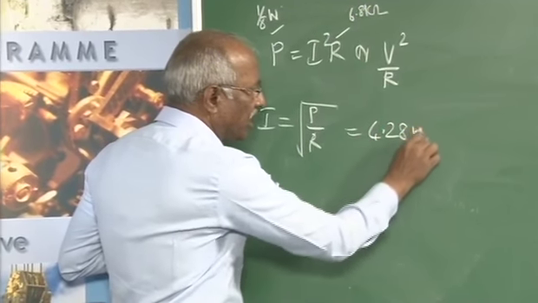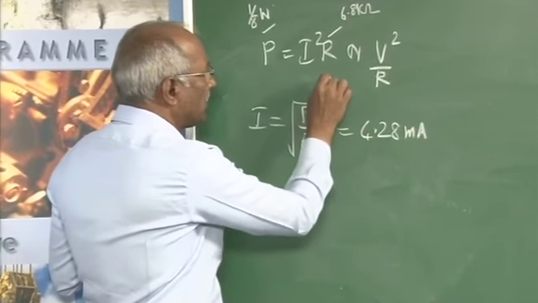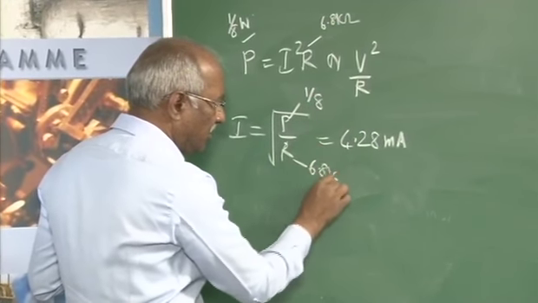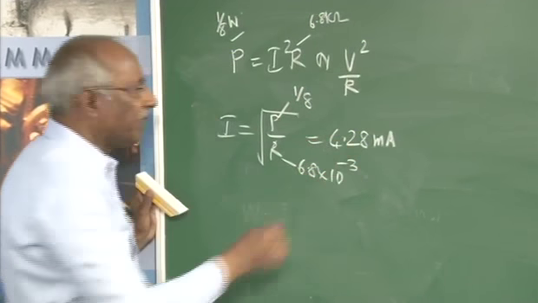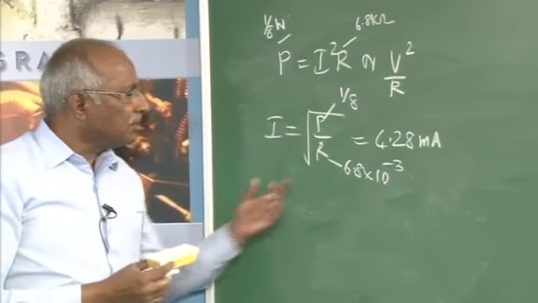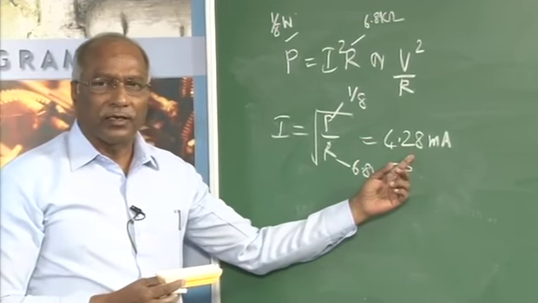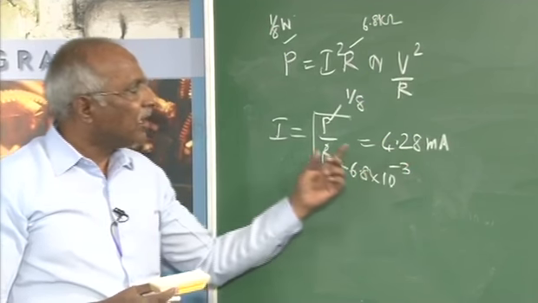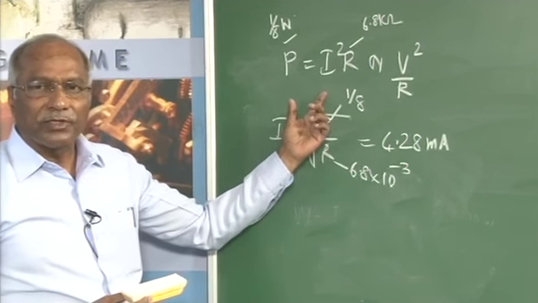4.287 milliamps when P is taken as 1/8 and R is 6.8 into 10 to the power of 3. The current should not exceed 4.28 milliamps for a long time. If it exceeds for a long time, obviously the resistor will get damaged.